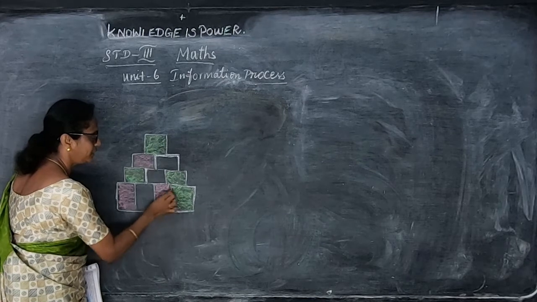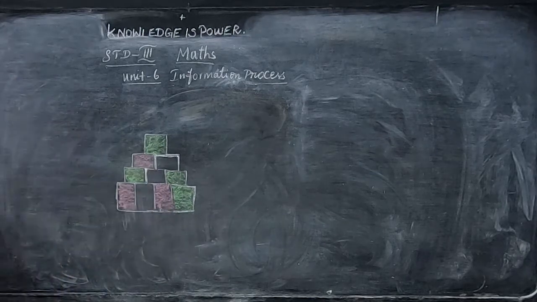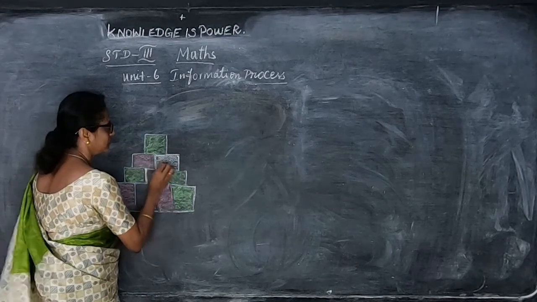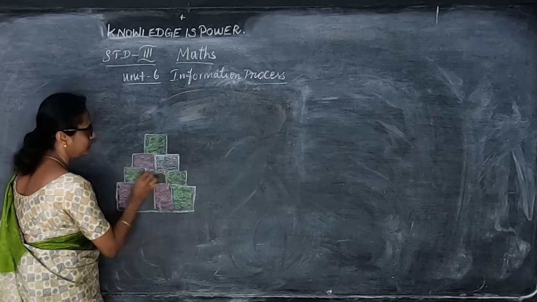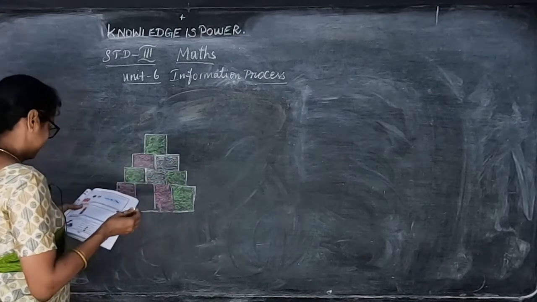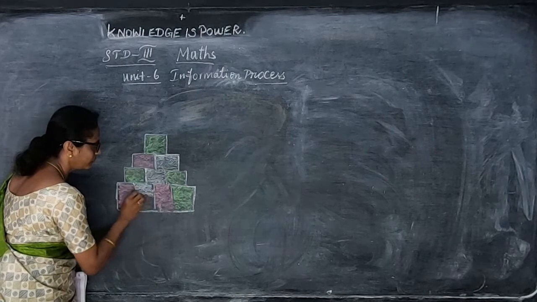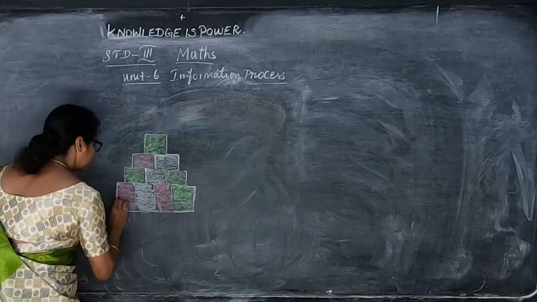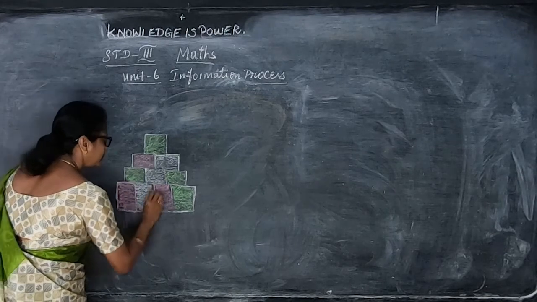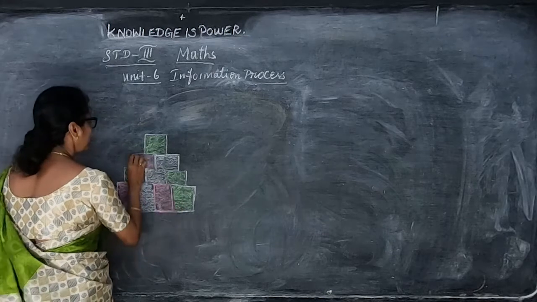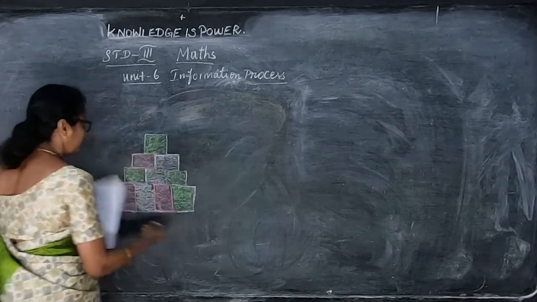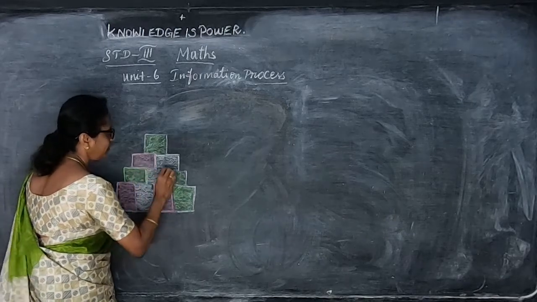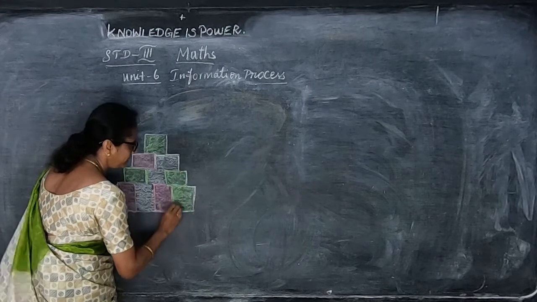So like this they are given, no? Then you can take a white. So if you color with the crayons, it will look nice, children. So pink. So after this, you count and write how many pink is there, how many green is there, how many white is there. So what are the questions they are asking? You can answer them properly.